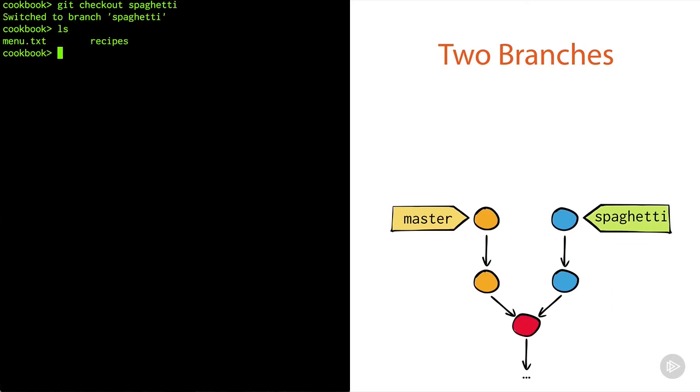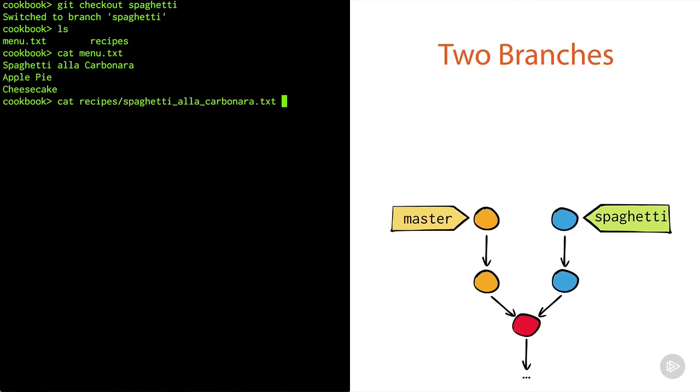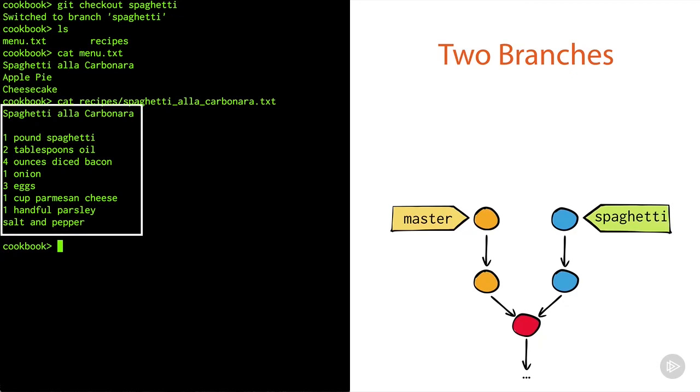The other branch, spaghetti, is brand new. It has a couple of new commits, and these commits introduce a new recipe for spaghetti alla carbonara. I just had to sneak an Italian dish into this training, at least one thing that I can pronounce properly.